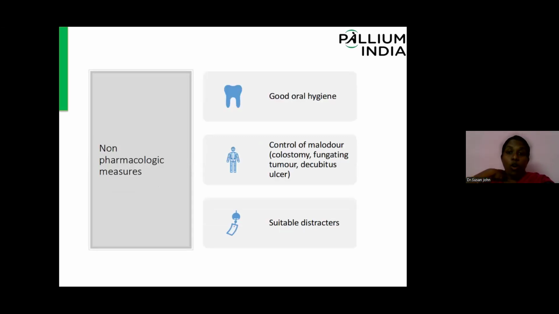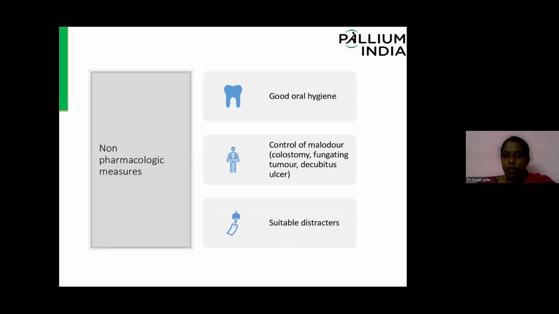And good oral hygiene is also very important, because most of the time the patient becomes more bedbound, and because of the nausea and vomiting, oral hygiene is not maintained properly. So you have to think about that, and you have to educate the patient and the caregiver about the need of maintaining good oral hygiene.